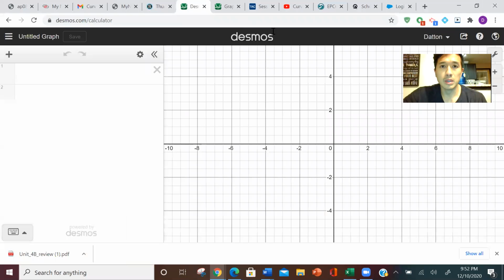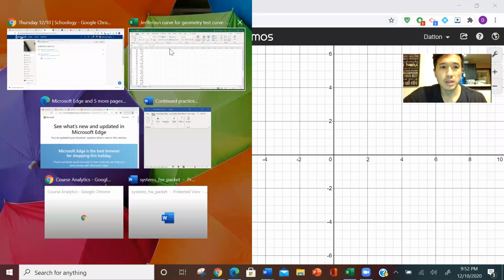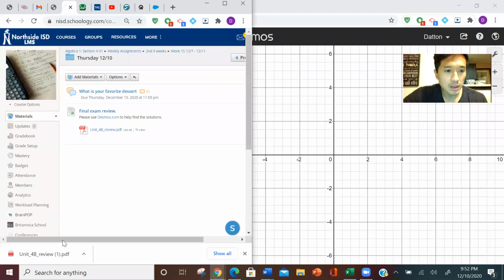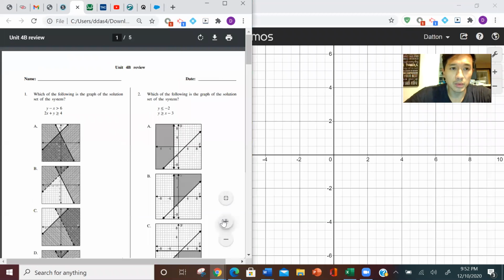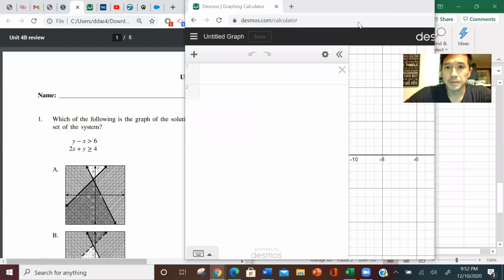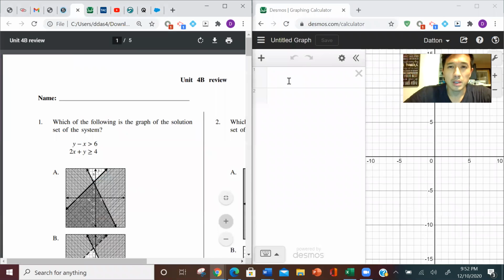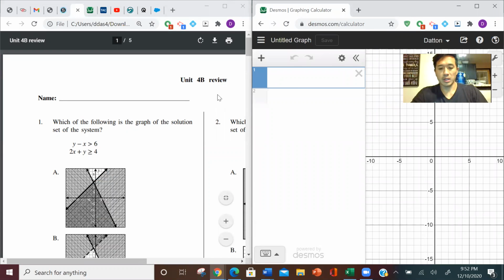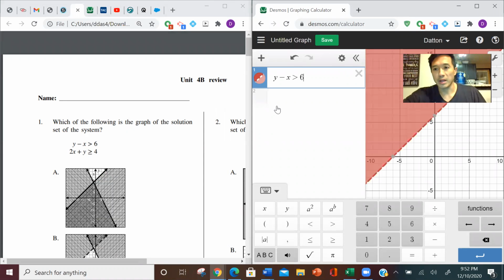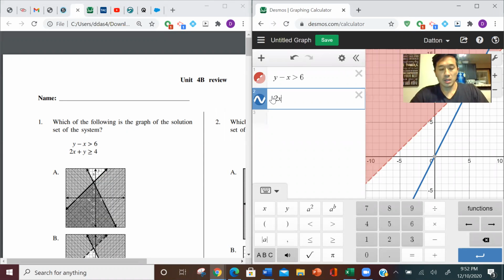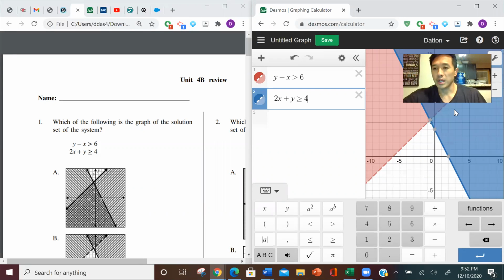So I'm going to pull this aside and open this up, and we're going to begin with question 1 real quick. All you have to do is plug your equation into Desmos, open up the keypad here, choose your correct inequality for the graph, and then do the second equation. And now we have the graph.